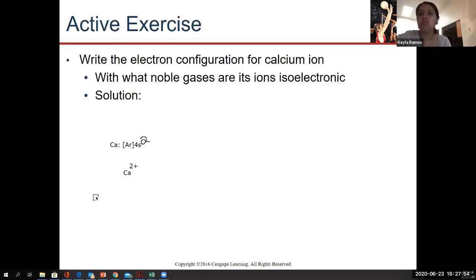Okay. So then you want me to write the Lewis dot structure? No, not the Lewis dot structure, the electron configuration. Okay.